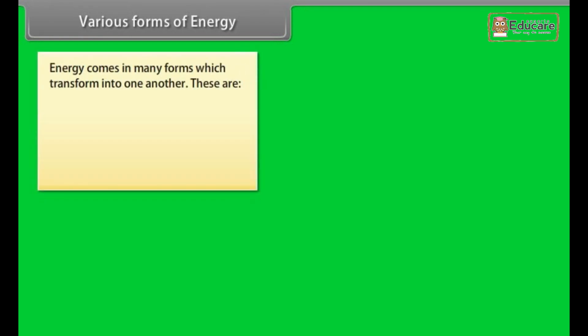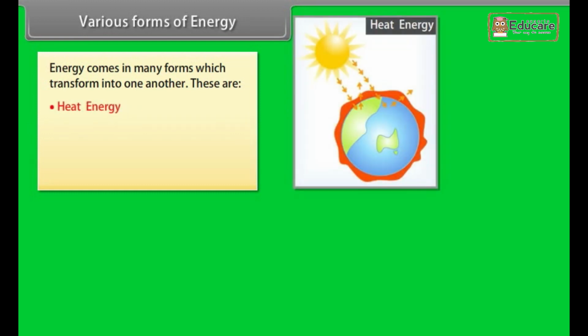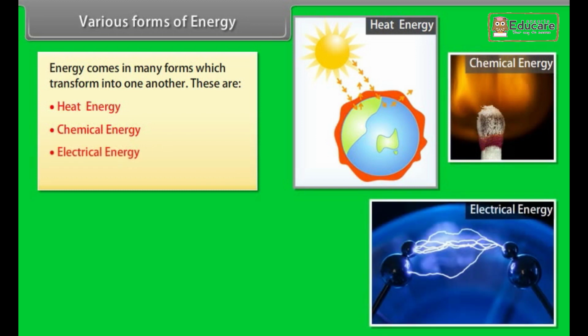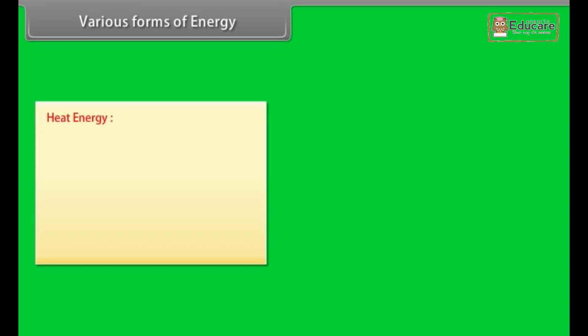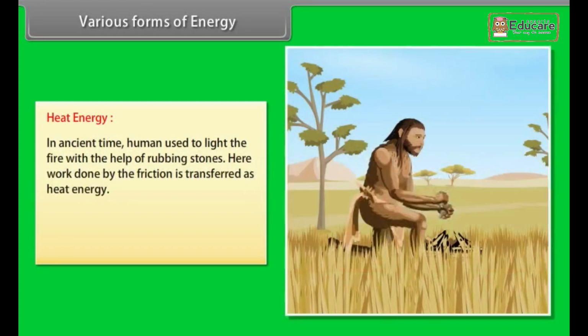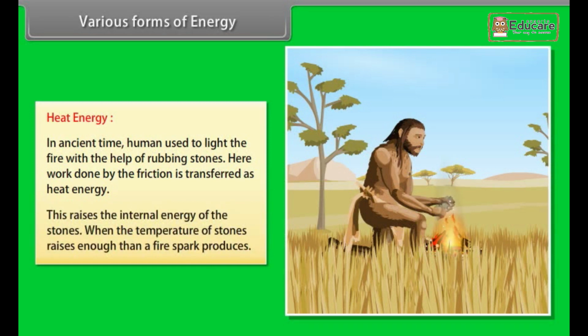Various forms of energy. Energy comes in many forms, which transform into one another. These are heat energy, chemical energy, electrical energy, nuclear energy. Heat energy. Let us take an example for better understanding. In ancient times, humans used to light a fire with the help of rubbing stones. Here, work done by the friction is transferred as heat energy. This raises the internal energy of the stones. When the temperature of the stones rises enough, then a fire spark is produced.